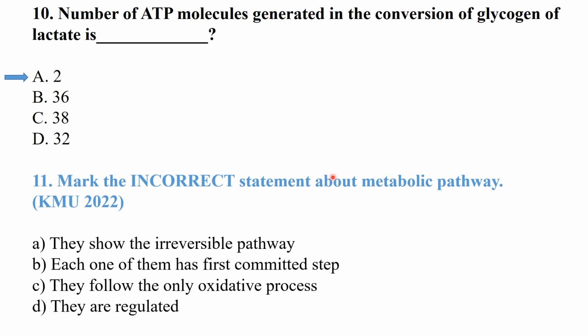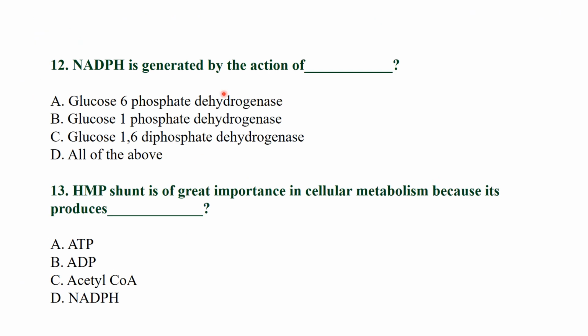Mark the incorrect statement about the metabolic pathway. It was also asked in the CAMU 2022 paper. The statement that they follow only the oxidative process is not correct, because metabolic pathways follow both oxidation and reduction as well. NADPH is generated by the action of glucose 6-phosphate dehydrogenase. The hexose monophosphate shunt is of great importance in cellular metabolism because it produces NADPH.